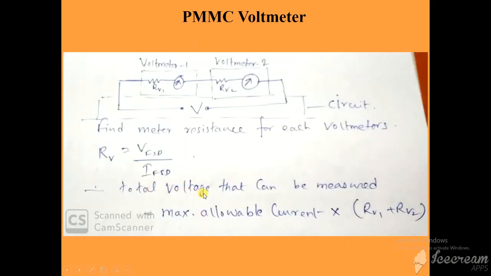So the total voltage that can be measured is the maximum allowable current, that is 0.05 milliamp, into the sum of the two resistances, RV1 and RV2. RV1 will be VFSD1 by IFSD1, RV2 will be VFSD2 by IFSD2, and VFSD1 is equal to VFSD2 is equal to 100 volt, given in the question, right? So this is the maximum allowable voltage that can be measured, right?